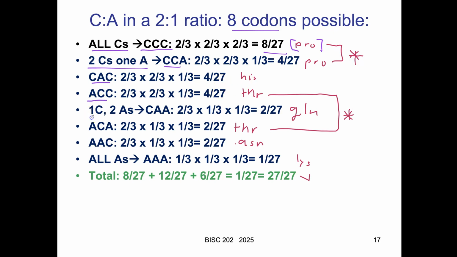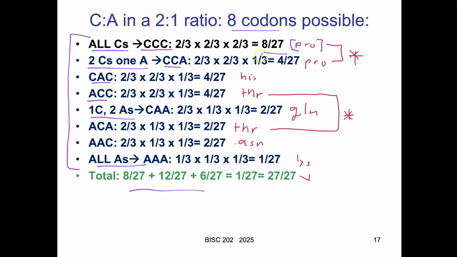And then you could have 1 C and 2 A's, so CAA, ACA, and AAC. So there's 3 of those. And then you could have all A's. And I find that if I'm assigning this to myself to do, this is the way that works out for me when, for example, I'm coming up with an answer key for a question that I've made, right? And then I always check it.